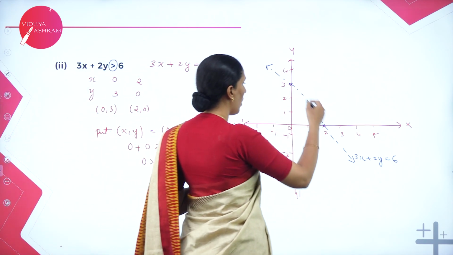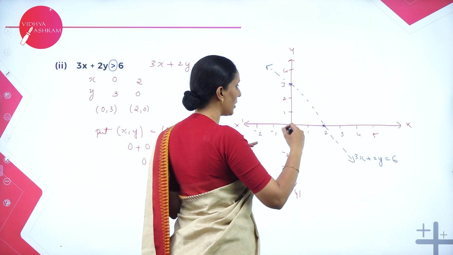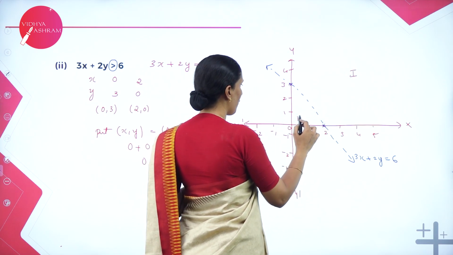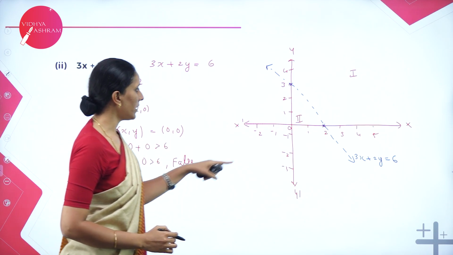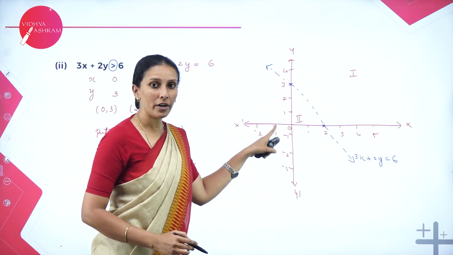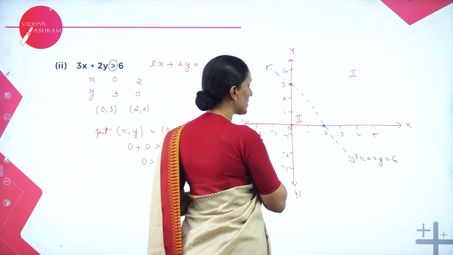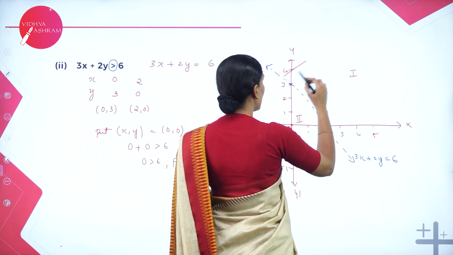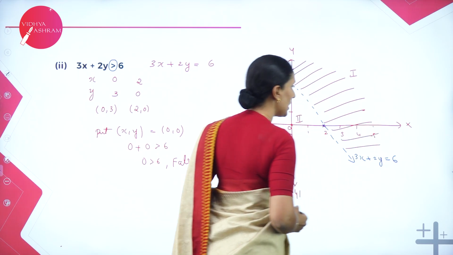So when you draw a line, this line has divided the entire coordinate plane into 2 half planes. So this is half plane 1 and this side is half plane 2. Now I am getting the statement is false, which means the region containing the origin is not my solution region. So here it contains the origin. Here it does not contain the origin. So obviously this falls as the solution region for the given inequation.